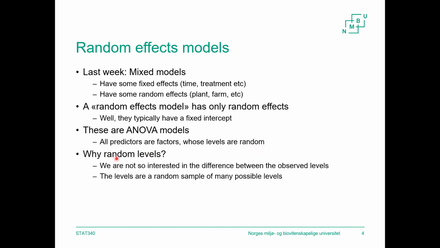So why do we consider the levels as random? Well, again, it's the same as we talked about last week. We are not so interested in the differences between the observed levels, but we rather see these levels as random samples from many possible levels. So it's more natural to describe it as a random variable rather than some fixed levels. And it's not really so difficult to come up with examples where this is actually the case.